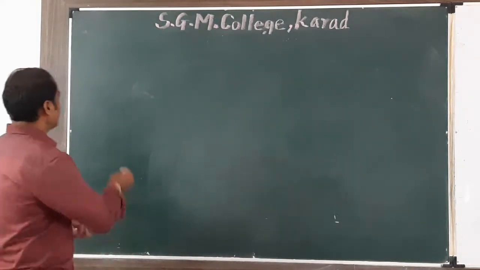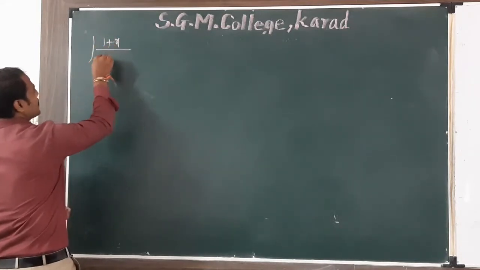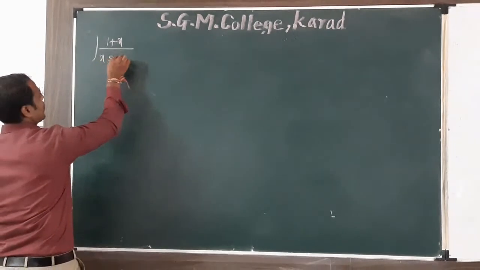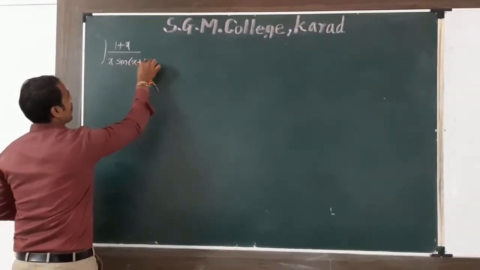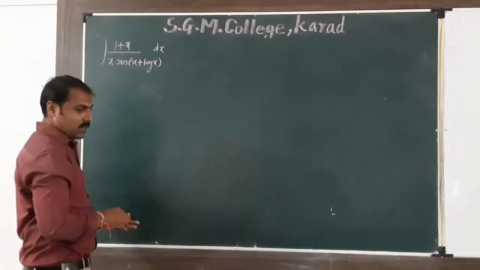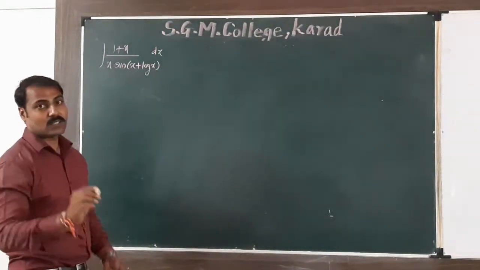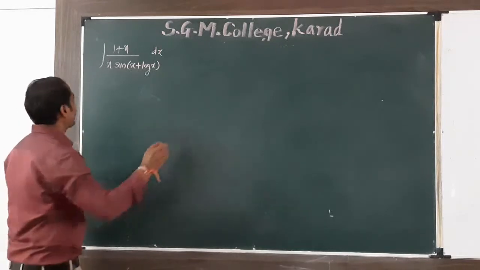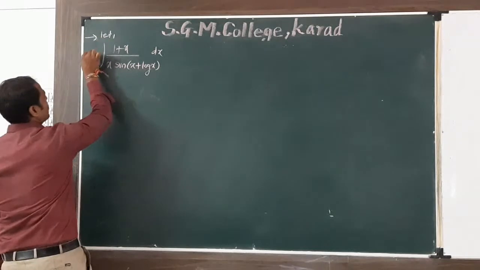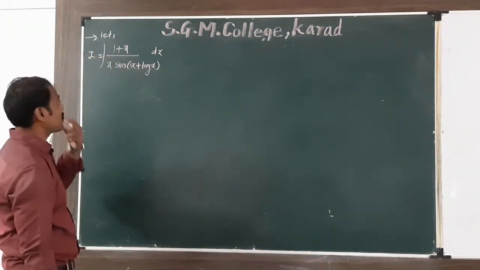Evaluate the integration of (1 plus x) divided by x into sine of (x plus log x), dx. In the solution, first, it is an example of integration, so denote that integration by I. Write: let I is equal to the integration of (1 plus x) divided by x into sine of (x plus log x).